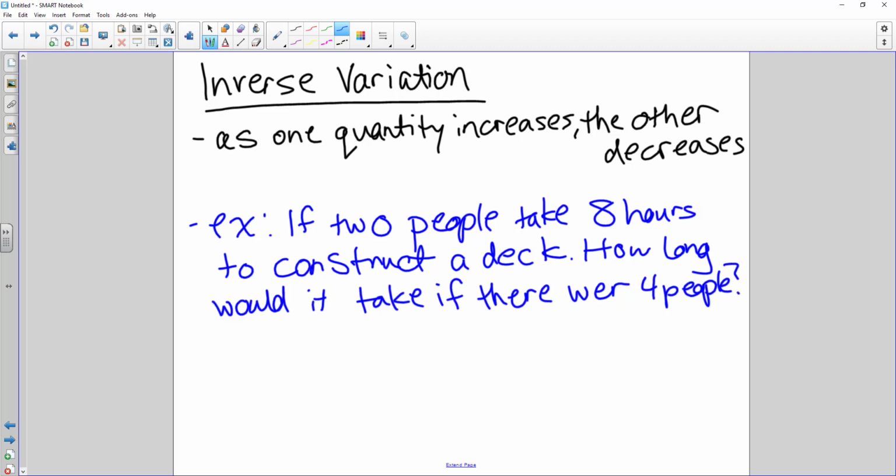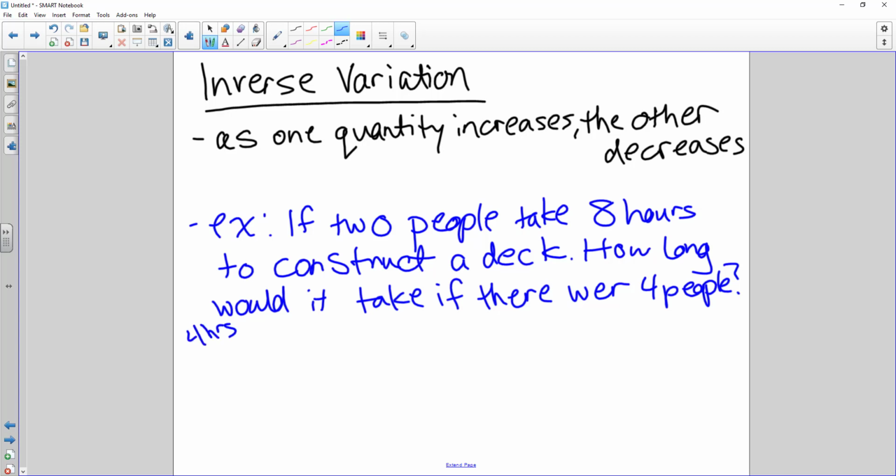Okay, so this is kind of one scenario where this happens, that the more people you have working on a job, the less time it should take. Now this one I picked to be one that maybe we can use some common sense to see what my answer should be. Because if it takes 2 people 8 hours, if we double the number of people, okay, so we're doubling how many people, it should cut the time in half. So our answer should be 4 hours if we just kind of think about this logically.